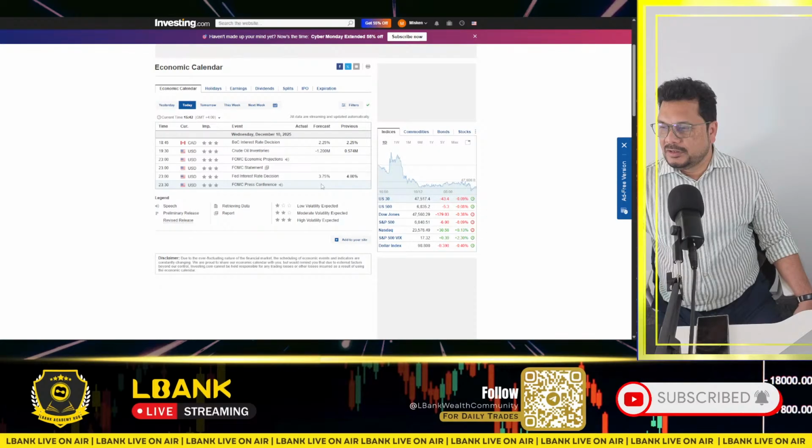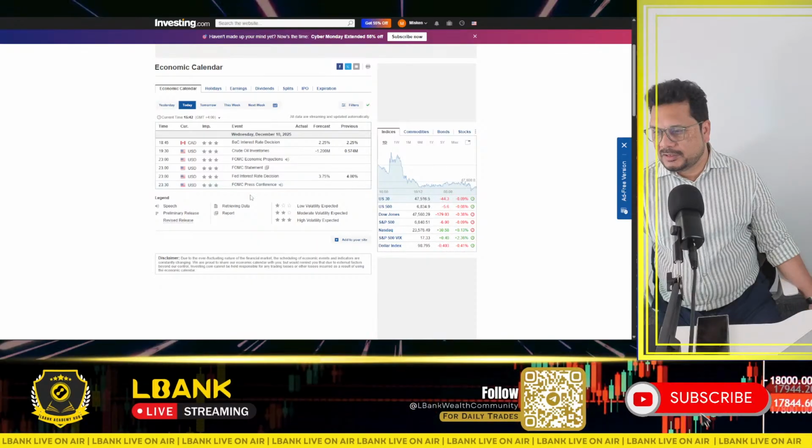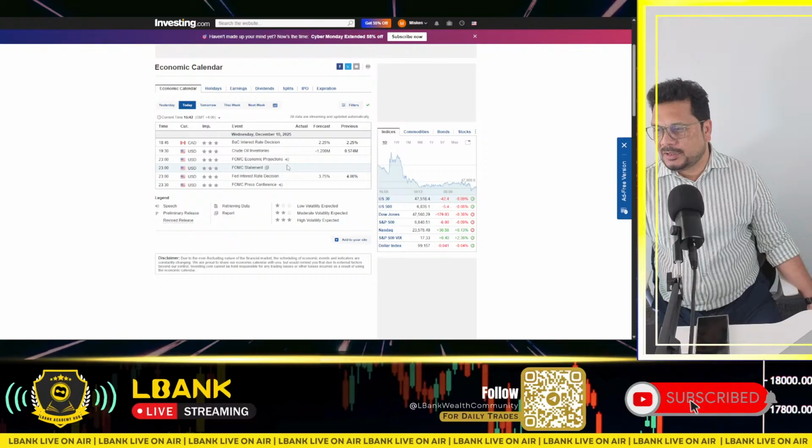That means they have already decided 0.25% is being deducted, but it may deduct more. 0.25% more means a total of 0.5. It is not confirmed till now, but 95% of the big banks are expecting they will deduct to 3.75. So if it is 3.75, that means they have already decreased the interest rate, right? So let's see.